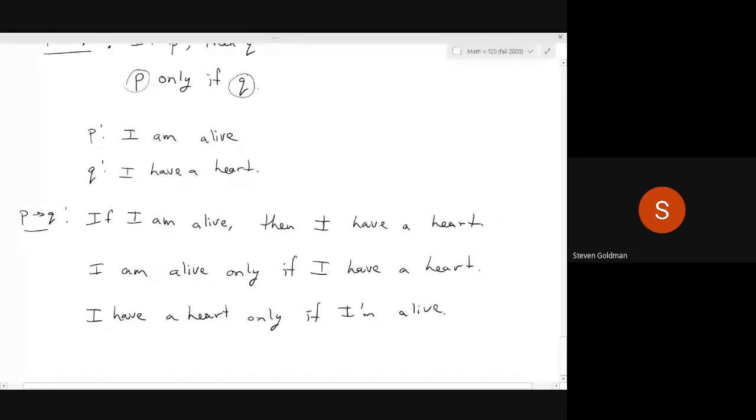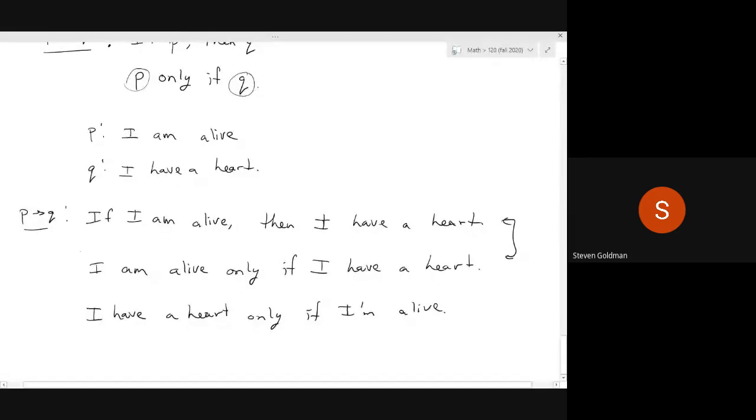Okay, so these two are equivalent, right? They're the same. It's not the same as this one. I have a heart only if I'm alive. That's not true. As we said before, dead people also have hearts, okay? So while the first two are the same, if I switch the order, it's no longer the same.